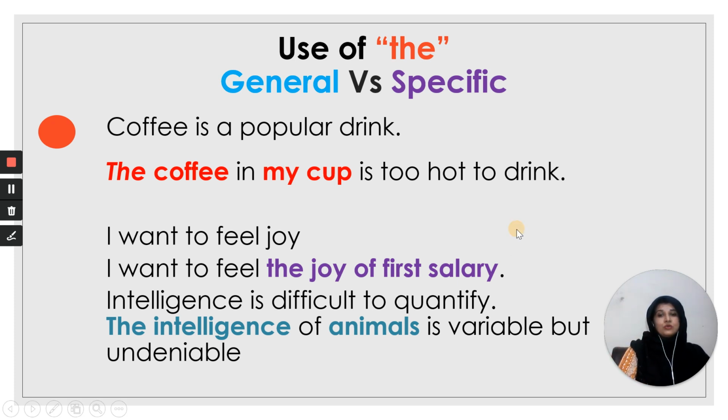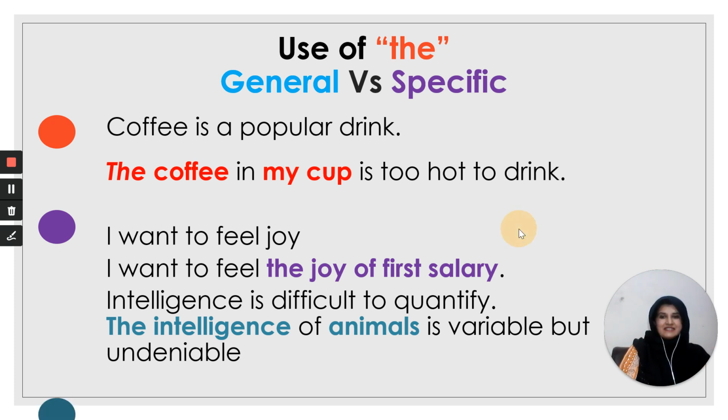Next, "I want to feel joy." That's it. A general statement is being made. But how did we specify it? "I want to feel the joy of my first salary." Yes, all of us want to feel that joy. Now we have specified the joy with a particular situation. Which joy? The joy we get on receiving our first salary.